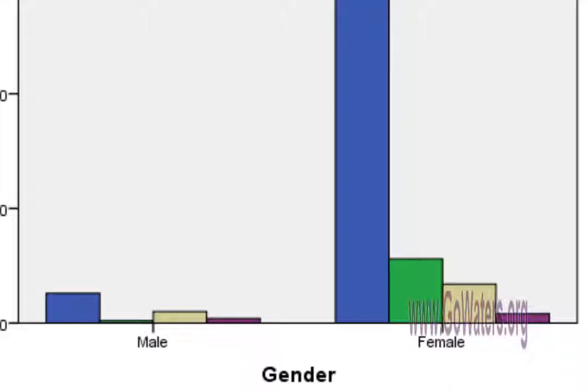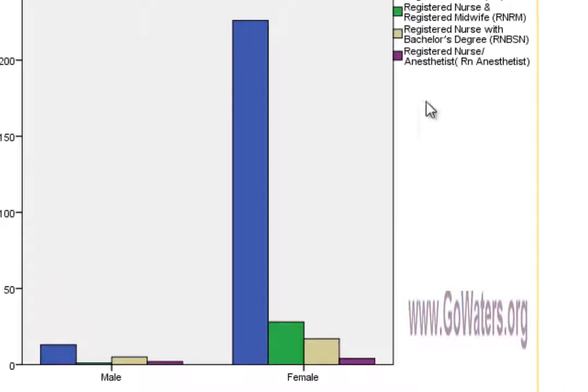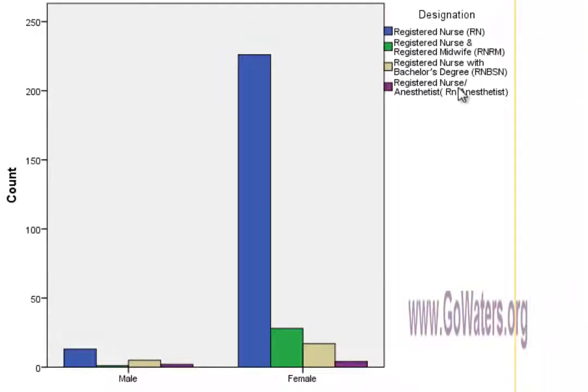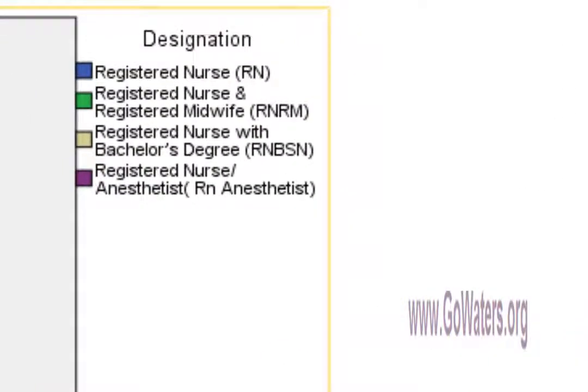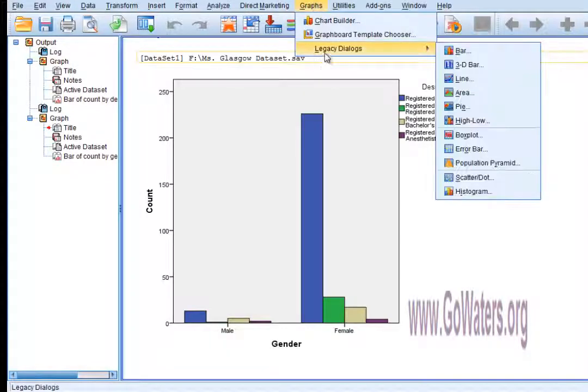So here in the female, you see the registered nurses, the blue color, are more, and the green is the registered nurse and registered midwife, and then the brown is the registered nurse with bachelor's degree and the registered nurse anesthetist. Okay, so this is called a clustered bar chart or multiple bar chart. In SPSS we call this a clustered bar chart. Okay, hope you understand this.